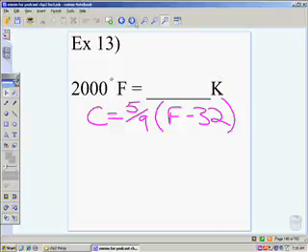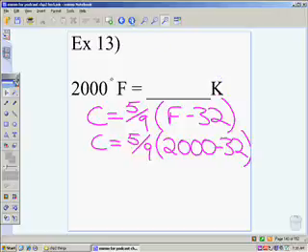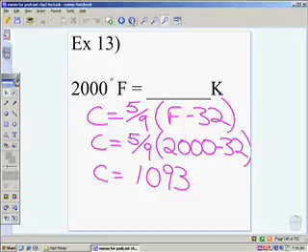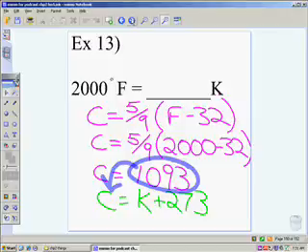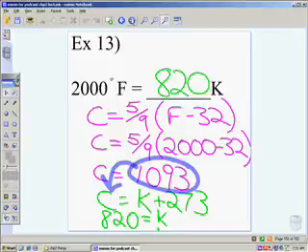Anyway, here we go. So we put in 2000 for Fahrenheit, subtract off 32 from 2000, and multiply by 5/9, and we get 1093. Now that's Celsius. Now to convert to Kelvin, we use this equation. C equals K plus 273. Put in the 1093 for the Celsius, and then subtract off 273, and you get 820.